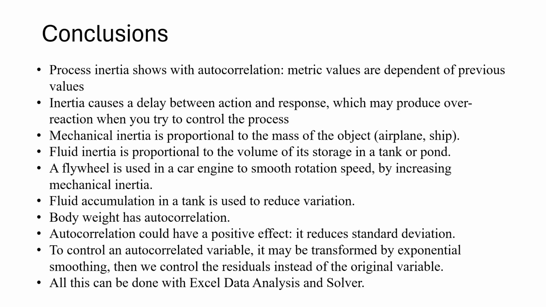These are some conclusions. Process inertia shows with autocorrelation, metric values are dependent on previous ones. Inertia causes a delay between action and response, which may produce overreaction when you try to control the process. Mechanical inertia is proportional to the mass of the object, airplane, ship. Fluid inertia is proportional to the volume of its storage in a tank or pond. A flywheel is used in a car engine to smooth rotation speed, by increasing mechanical inertia. Fluid accumulation in a tank is used to reduce variation.